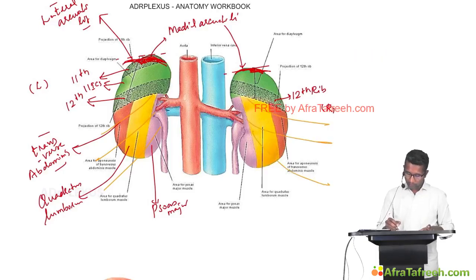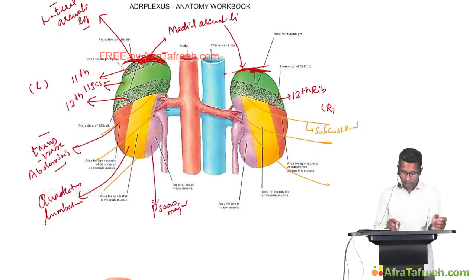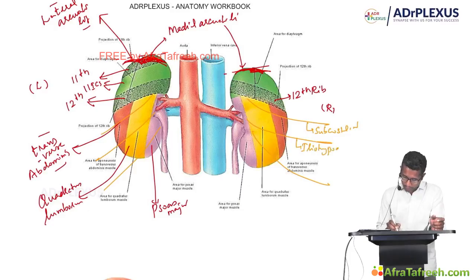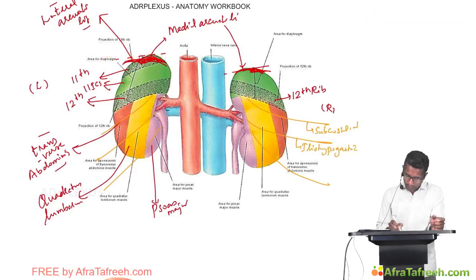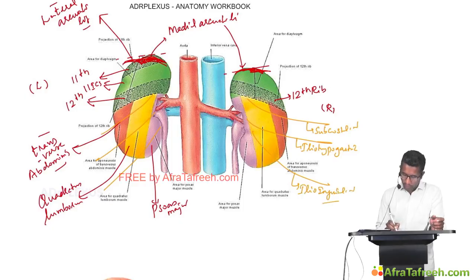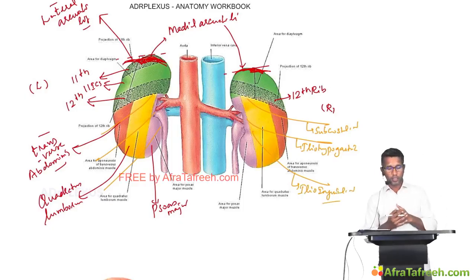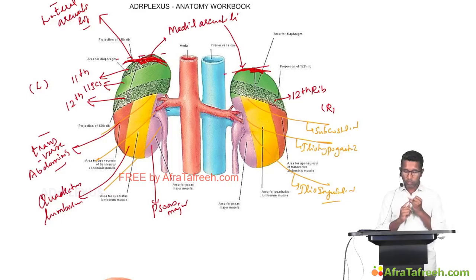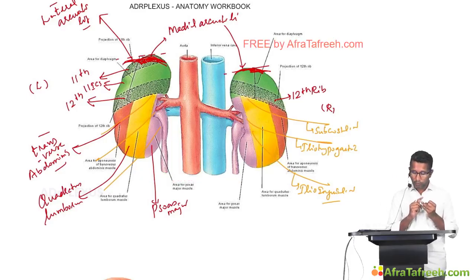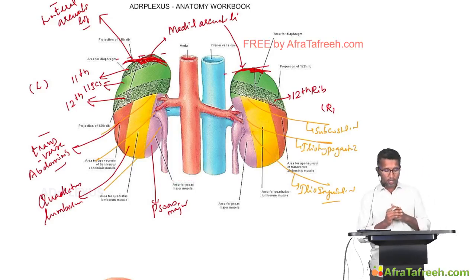I'll just mark on this side. This nerve is called the subcostal nerve, this nerve is called the iliohypogastric nerve, and this nerve is called the ilioinguinal nerve. So there are three nerves related to the kidney posteriorly: the subcostal nerve, the iliohypogastric nerve, and the ilioinguinal nerve.